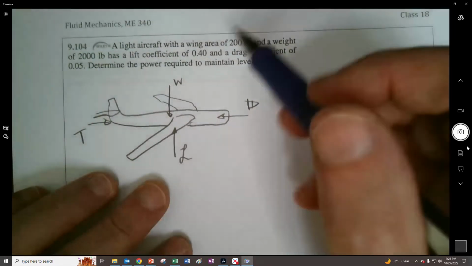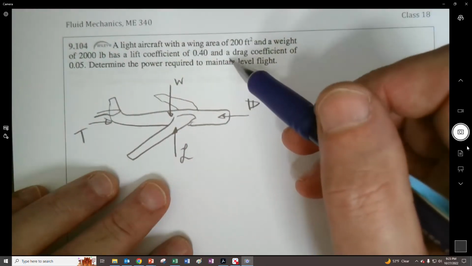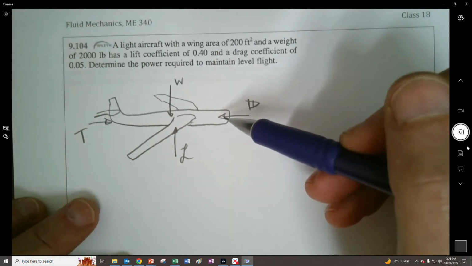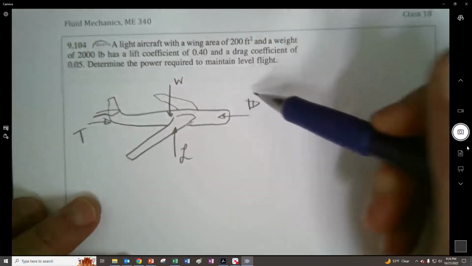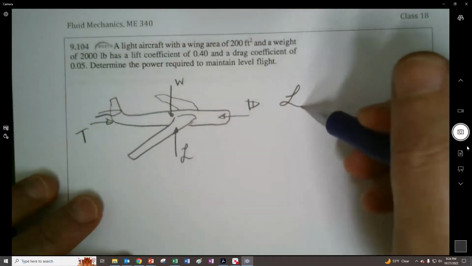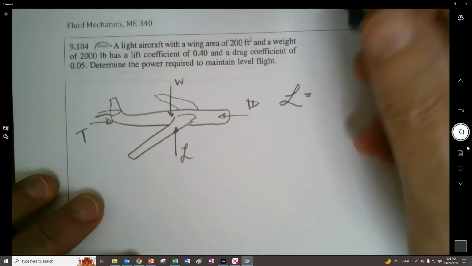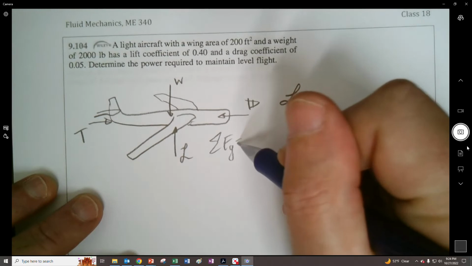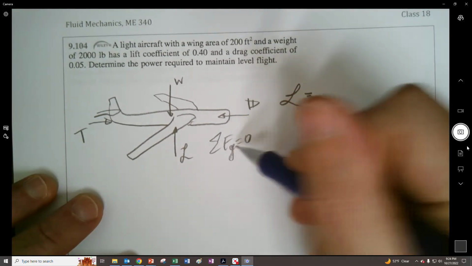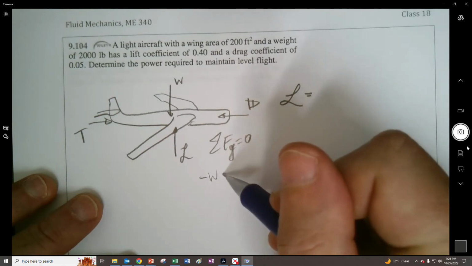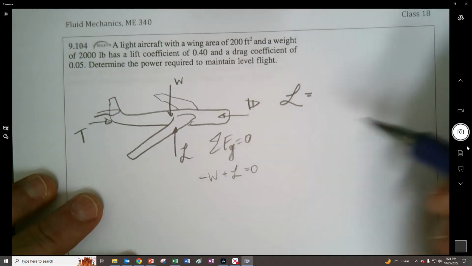So the first thing to do as part of this is to figure out what the velocity has to be for this thing to be flying at constant flight, to maintain level flight. So let's start out with what the lift has to be, right? The lift has to equal the weight, because the sum of the forces in the y direction equals 0 if this thing's going to have level flight, and therefore we're going to have a negative W and a positive lift. That's going to equal 0.